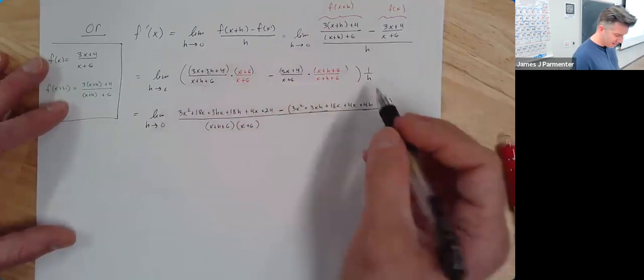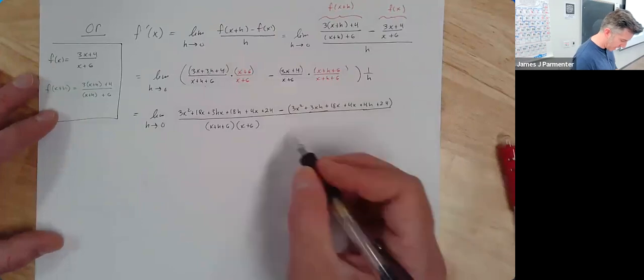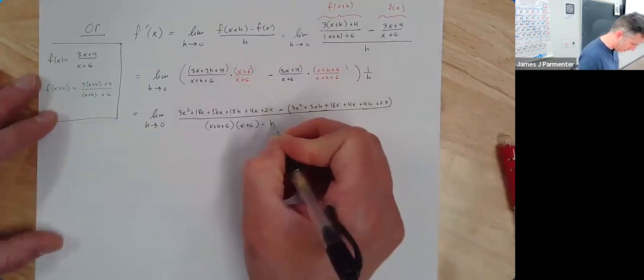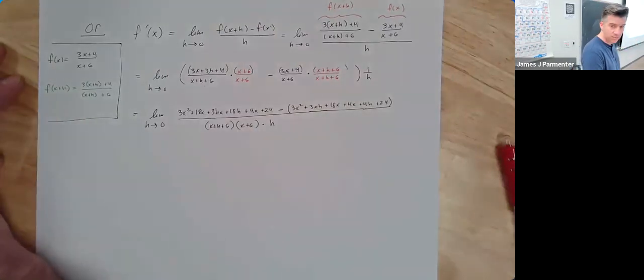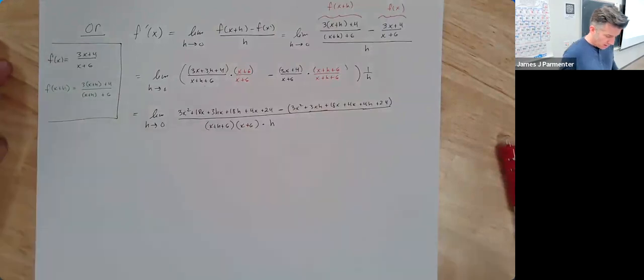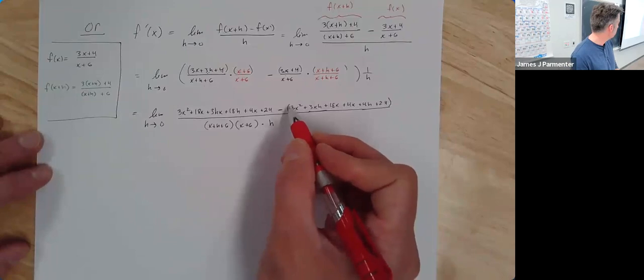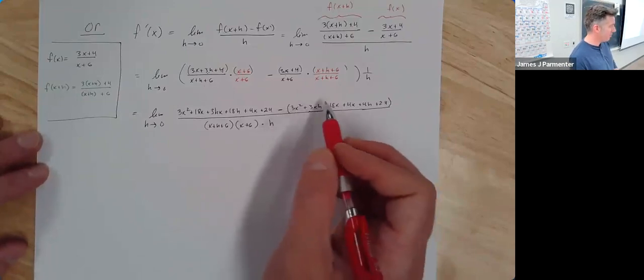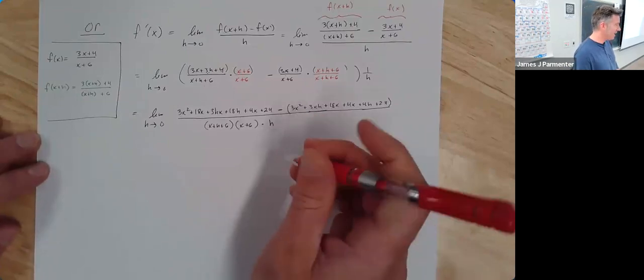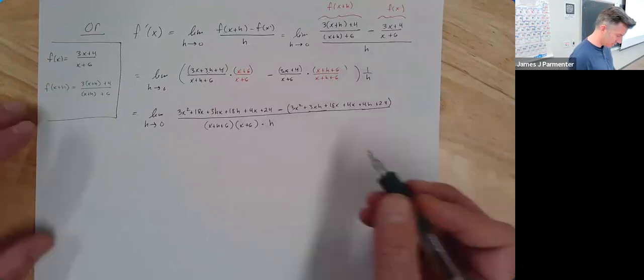All times, in fact, instead of saying all times 1 over h, let's just put the h in the denominator over here as well. If there were a coefficient out in front here, which there often will be, you need to multiply it out before you start canceling stuff. But since there isn't, I can kind of be careful and cancel things.